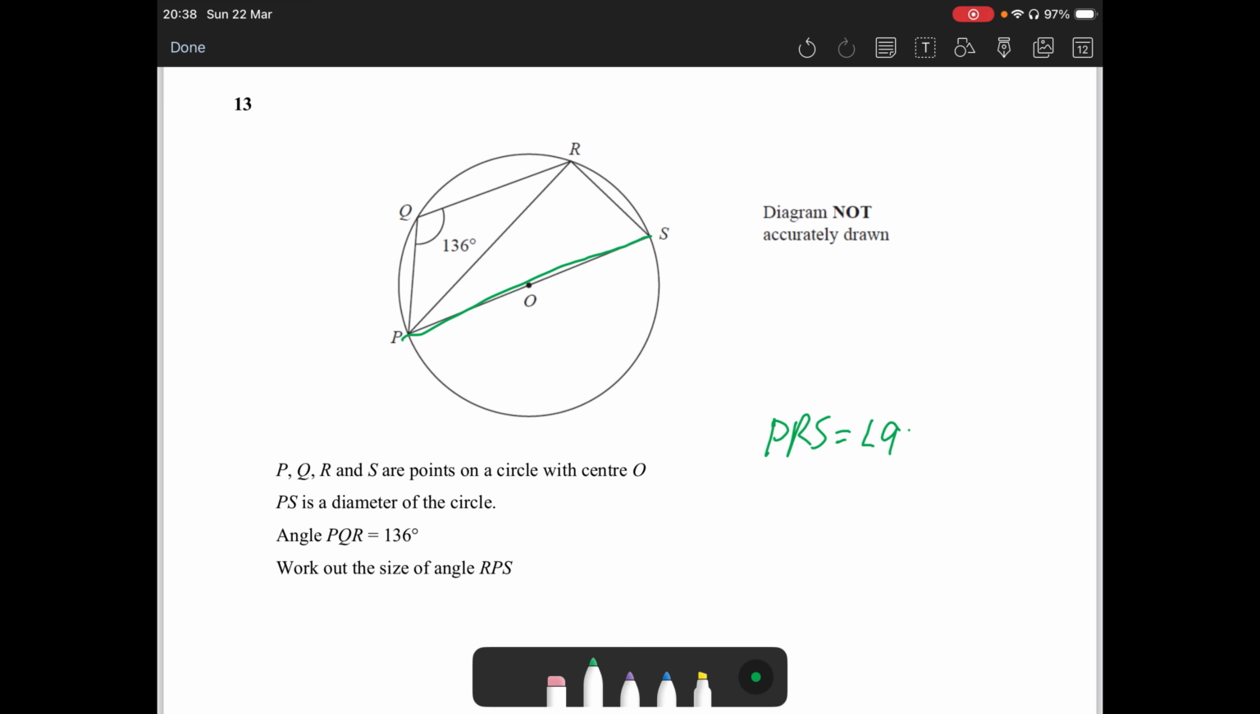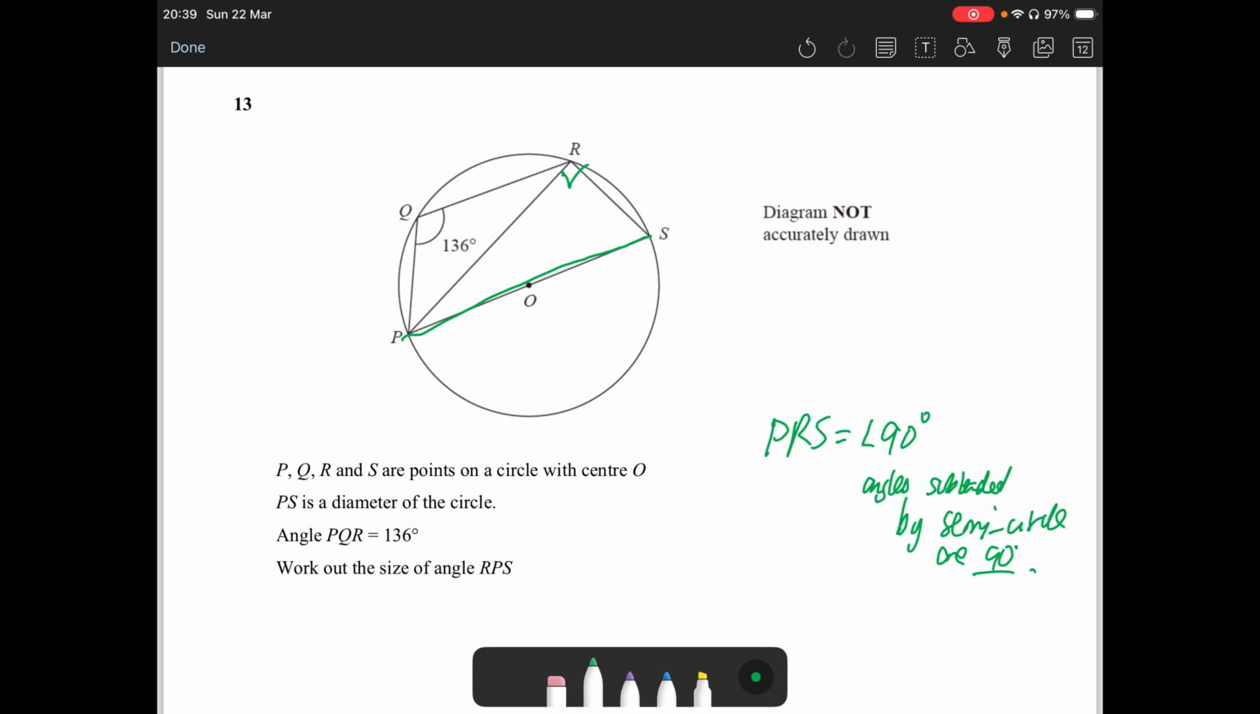I don't have to give reasons because it doesn't ask for it, but for the sake of your revision for this coming exam series, if I were asked for my reasons, I would have said angles subtended by semicircle, or you can use the word diameter, are 90 degrees. All right, so we can start by drawing a little square there to represent the 90, or you could just write 90, either way is fine.